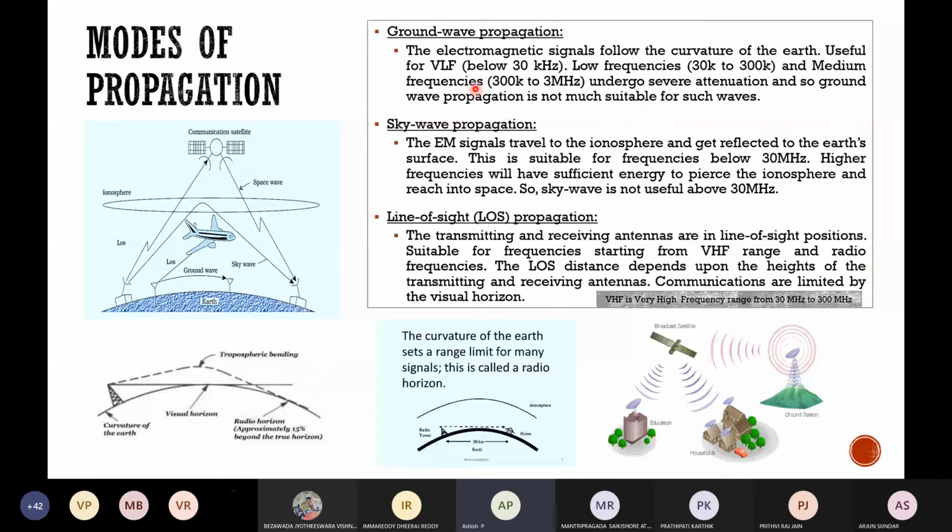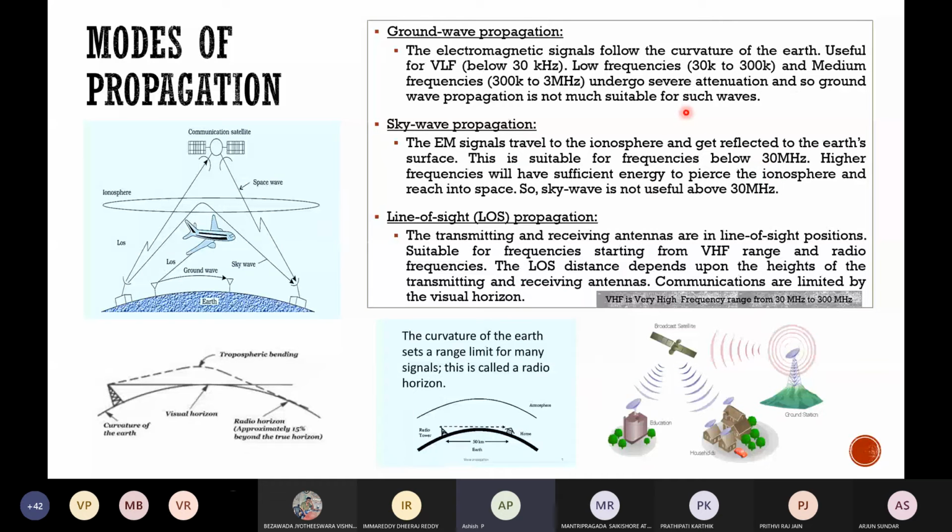If you have higher frequencies, then you are supposed to go for skywave propagation. In skywave propagation, we send the signals to the ionosphere, and from the ionosphere, these signals get reflected back to the Earth's surface. This is how the AM stations work in the entire world. Most of the AM stations are based on this ionospheric reflection. So this is suitable for frequencies which are below 30 megahertz.